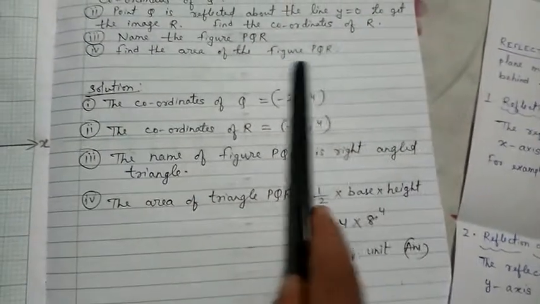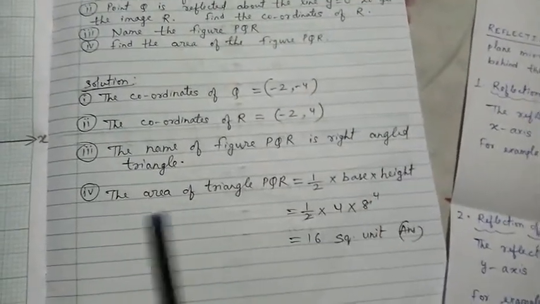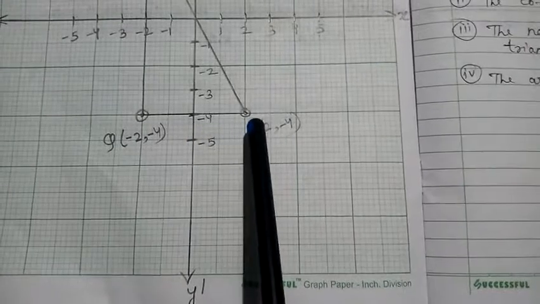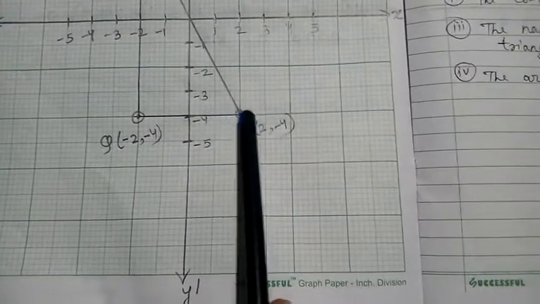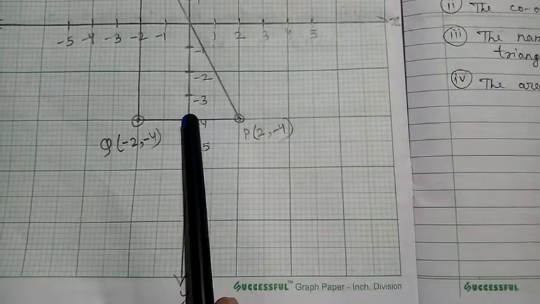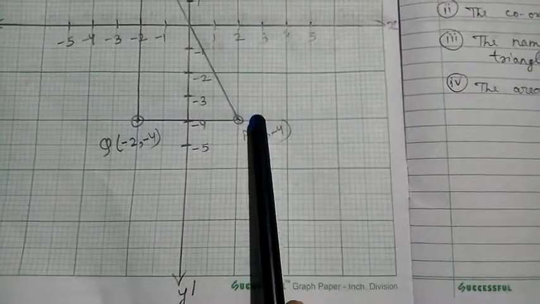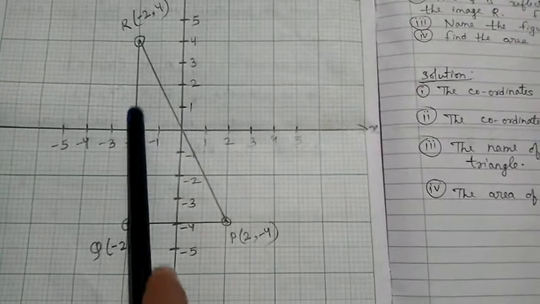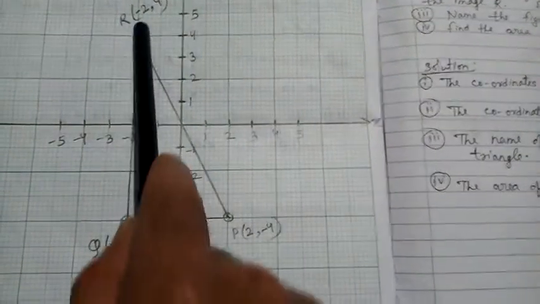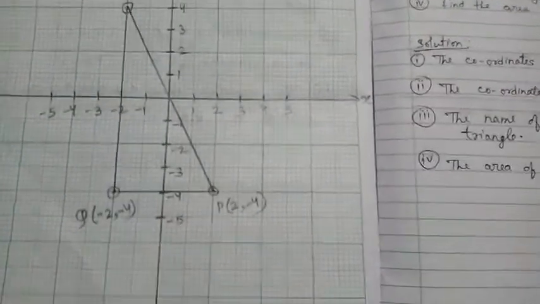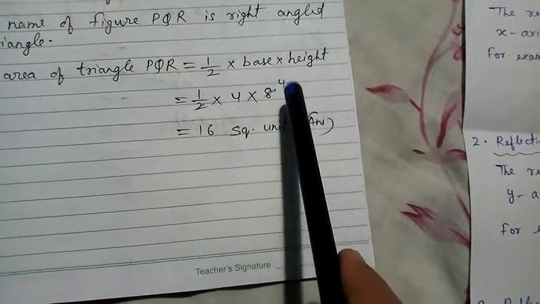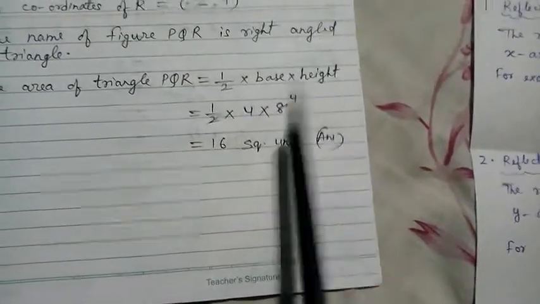Number 4, find the area of the figure. Actually the area of right angled triangle PQR is half into base into height. So first of all let us know what is base. Base is here. Count how many units. One box is 1 unit: 1 unit, 2 unit, 3 unit, 4 unit. So 4 units, and height will be 1, 2, 3, 4, 5, 6, 7, 8. Every line is 1 unit, so 8 units. So we can say base as 4, height as 8. If you cancel 2 and 8, 4 into 4 is 16 square units, the answer.